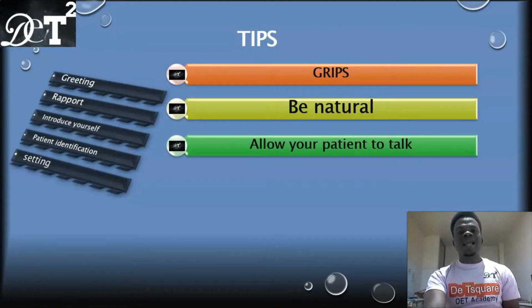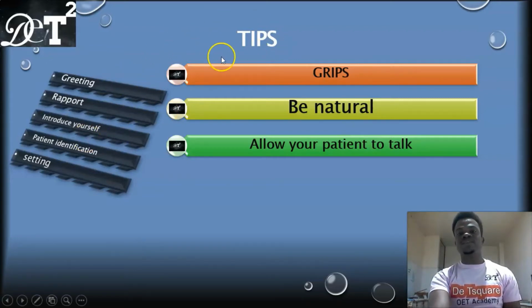Then allow your patient to talk. Sometimes you hear candidates presenting, and they tend to talk over and over and over without giving the interlocutor a break. They tend to jump from one task to the other. Maybe they have 5 tasks in the role play card. They keep jumping from one to the next just like that without even bringing the interlocutor into that discussion. That is very, very bad.